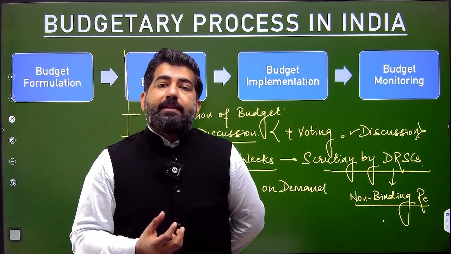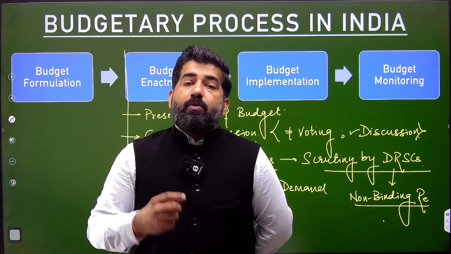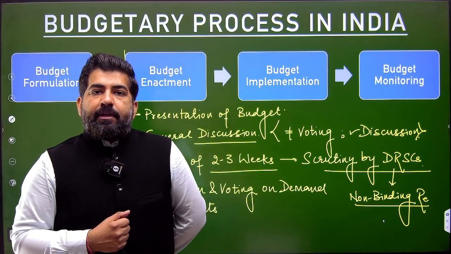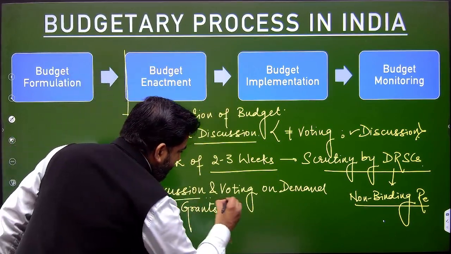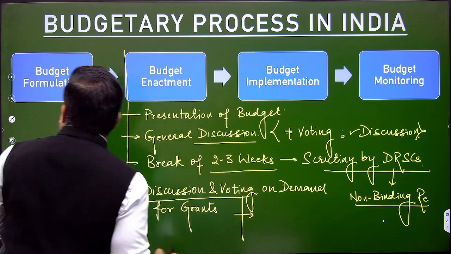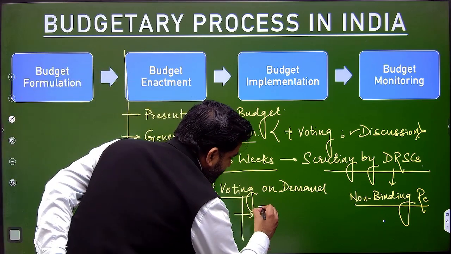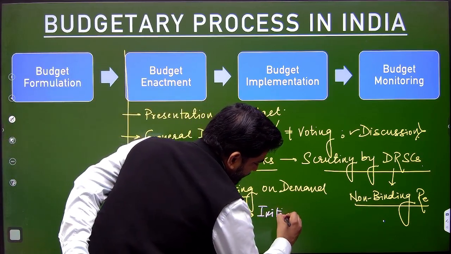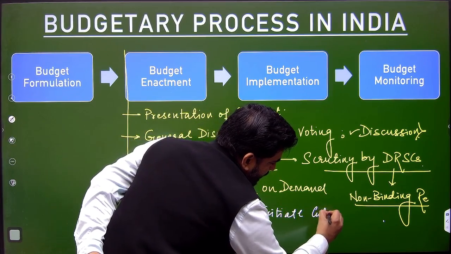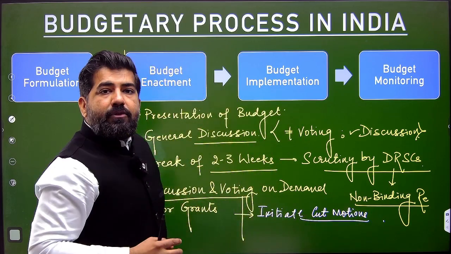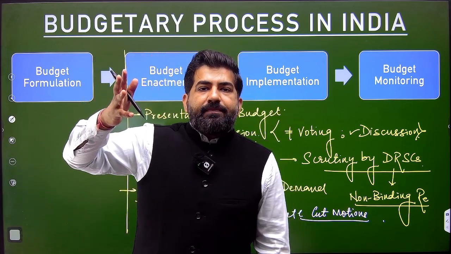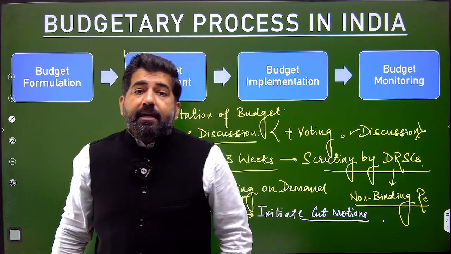So what happened? The members of parliament, if they want, can initiate a motion known as cut motion. The members, if they are not happy, guys, let me tell you, in this discussion and voting, they can initiate the cut motions. And these cut motions, sir, are divided into 3 types. One is economic cut motion.